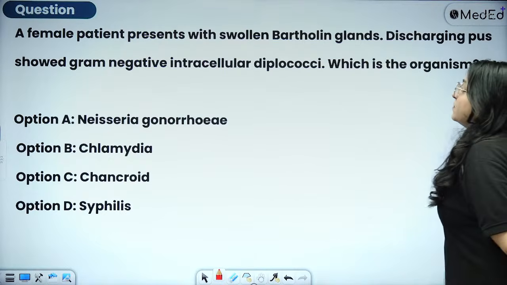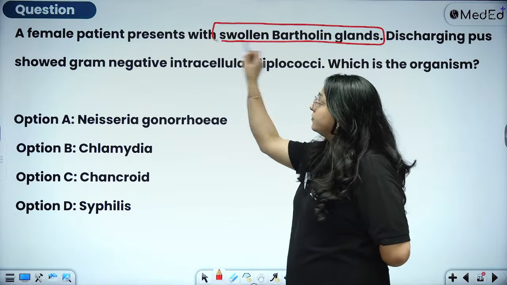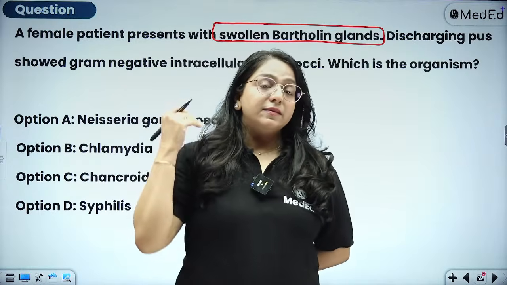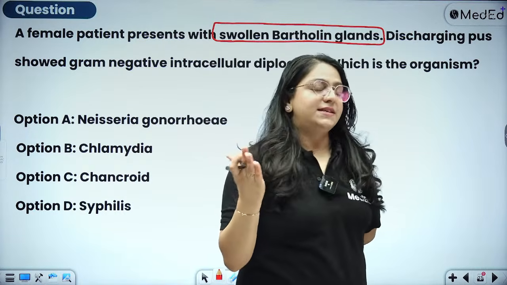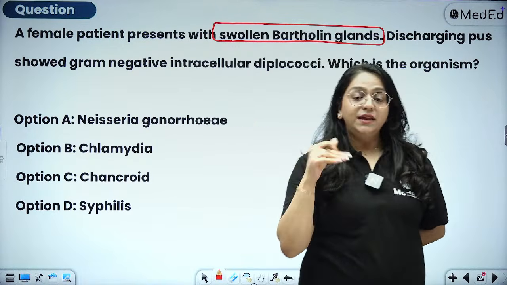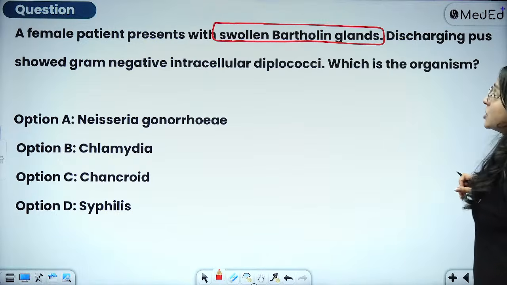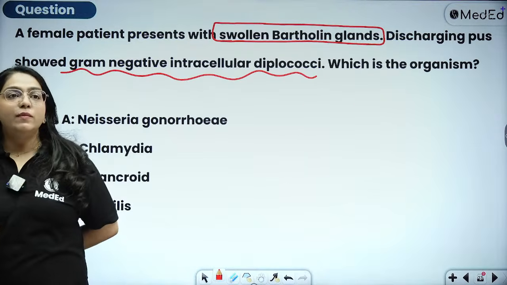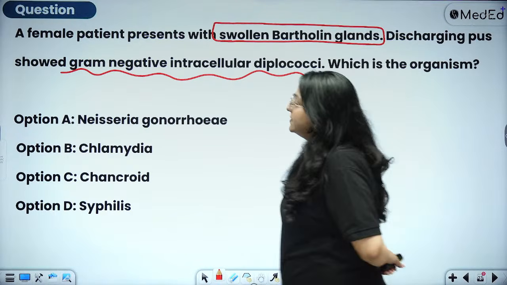A female patient presents with swollen Bartholin glands. This is telling me that now the infection has gone beyond urethritis, beyond cervicitis. It is now involving some part of the other genital area, the pelvis of the patient. Okay, discharging pus showed gram-negative intracellular diplococci. The moment you see it, you know you are going to mark Neisseria. What is the organism? Neisseria gonorrhoeae.